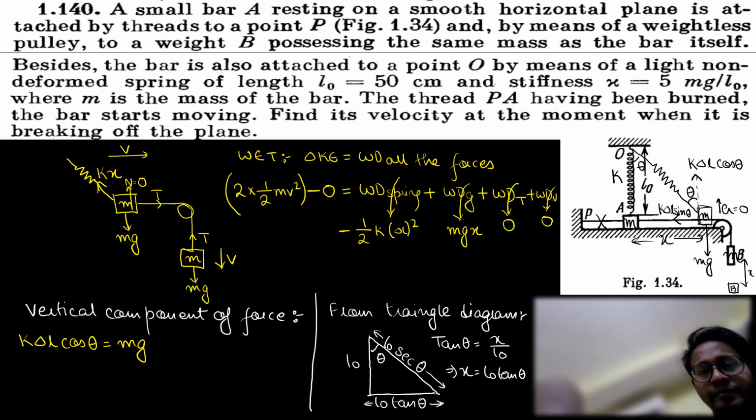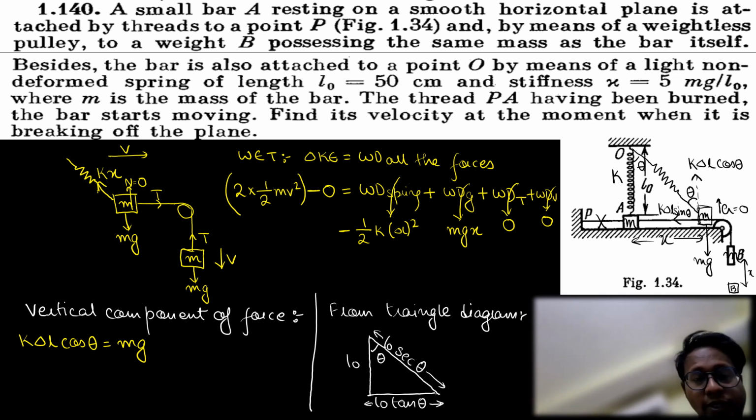Fair and fine. Now comes the more important part. What is this delta L? The change in length. See, imagine carefully. The initial length of the spring was L naught. The final length of the spring was L naught sec theta. So what is final length minus initial length? Delta L.